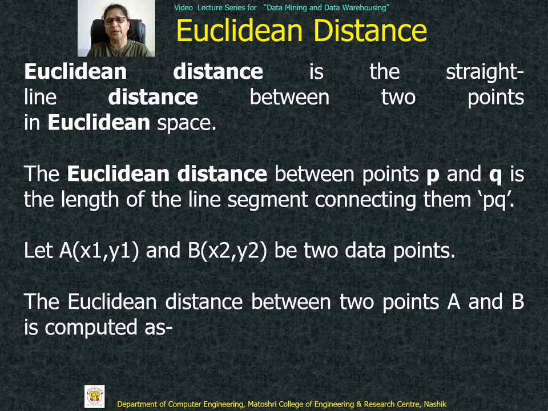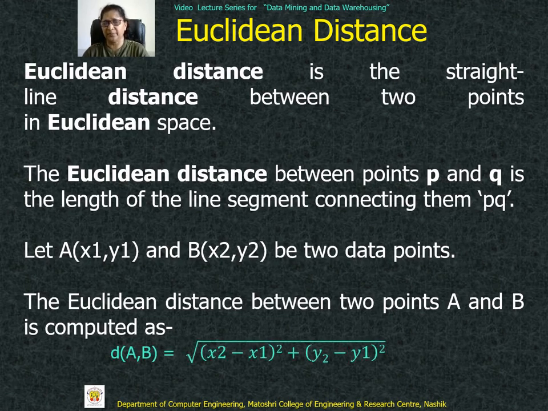Let us consider two points A defined with x1, y1 and B with x2, y2, be two data points. The Euclidean distance between these two data points A and B is computed as the sum of square differences and taking its square root. So we say that the distance between A and B is the square root of the sum of square differences between the coordinates, that is x2 minus x1 squared plus y2 minus y1 squared, and we take its square root.